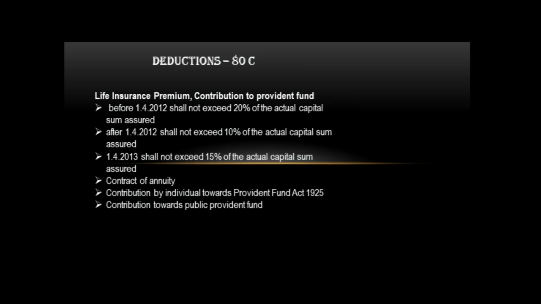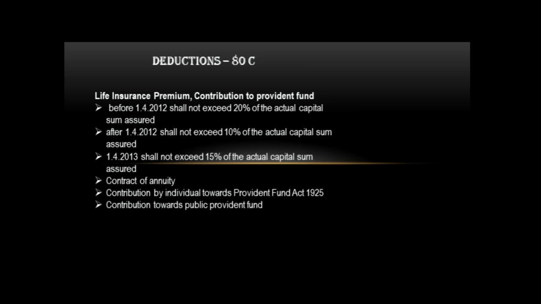If the life insurance premium has been paid after 1/4/2012, it shall not exceed 10% of capital sum assured. And if it is paid for a disabled person after 1/4/2013, 15% of actual sum assured has to be considered. Apart from contribution towards LIC, contribution to Public Provident Fund is also allowed.